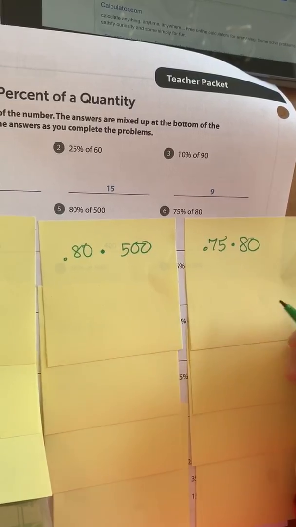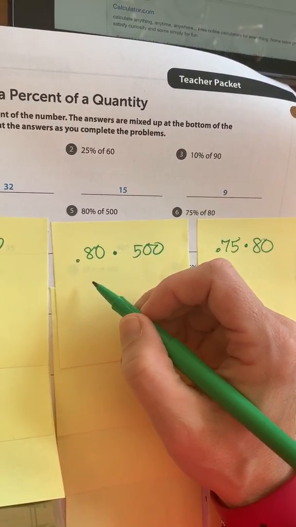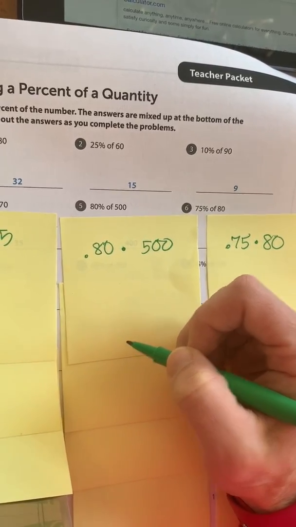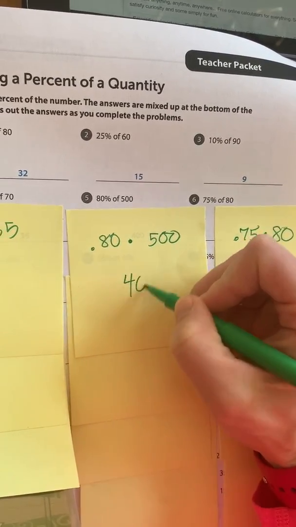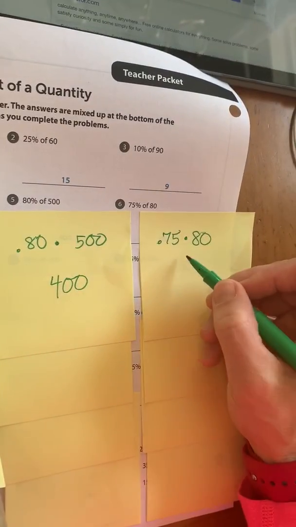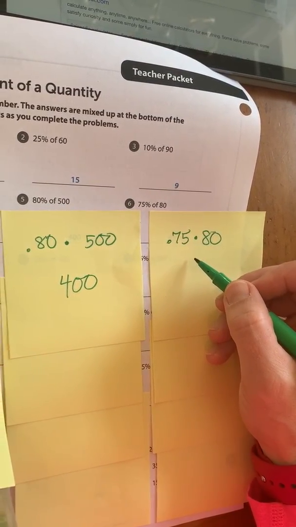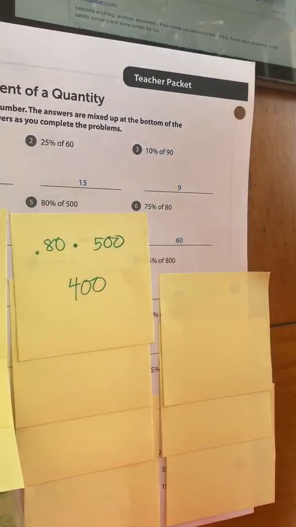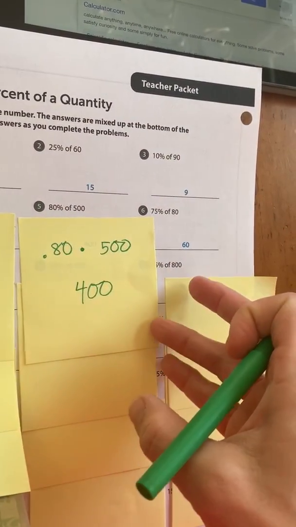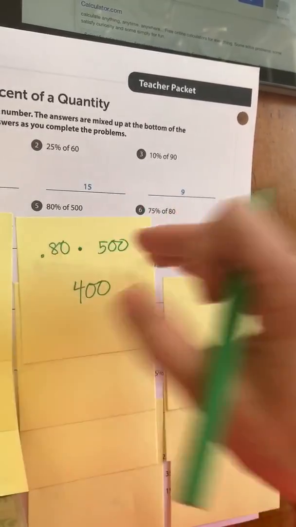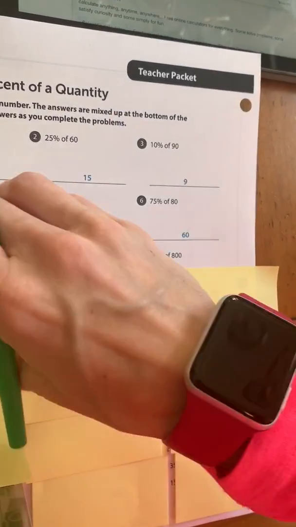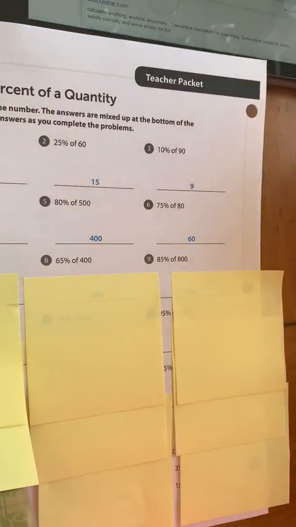All right, let's do the math. Start here first. Go ahead and punch it in. 0.80 times 500, which is, did you get 400? Beautiful. And then over here, 60? Let's check it. Moment of truth. Nice. And I almost put 2 stickies on each one.